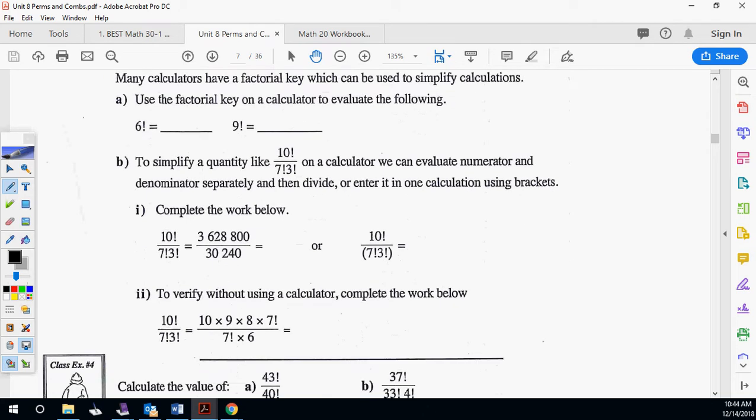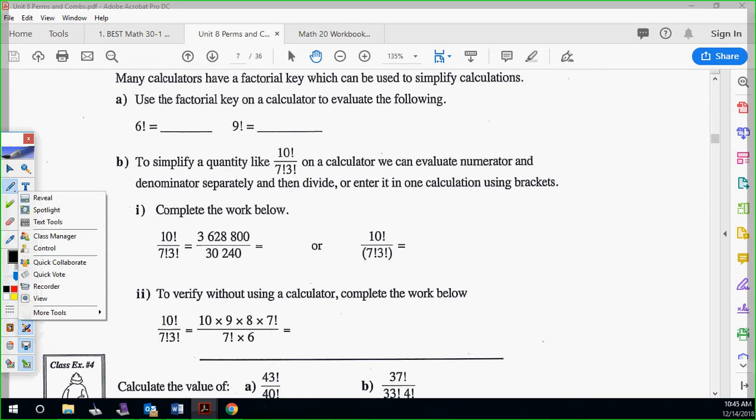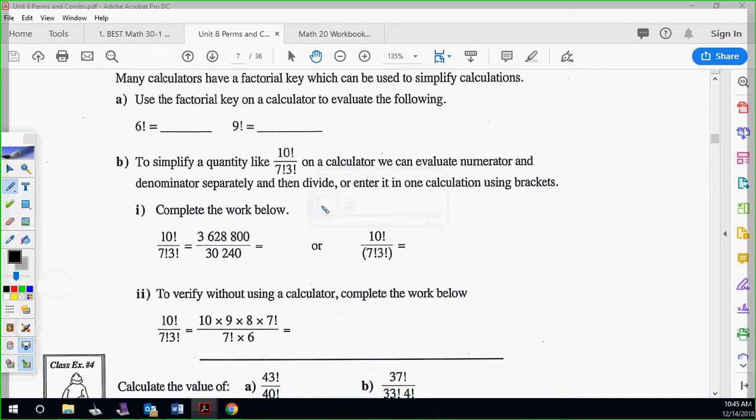Many calculators have the factorial key, which can be used to simplify. Go ahead and just try those in your calculator. What is 6 factorial? What is 9 factorial? What do we get here? What's 6 factorial? Okay. Well, 9 factorial is 362,880, right? Okay, good.